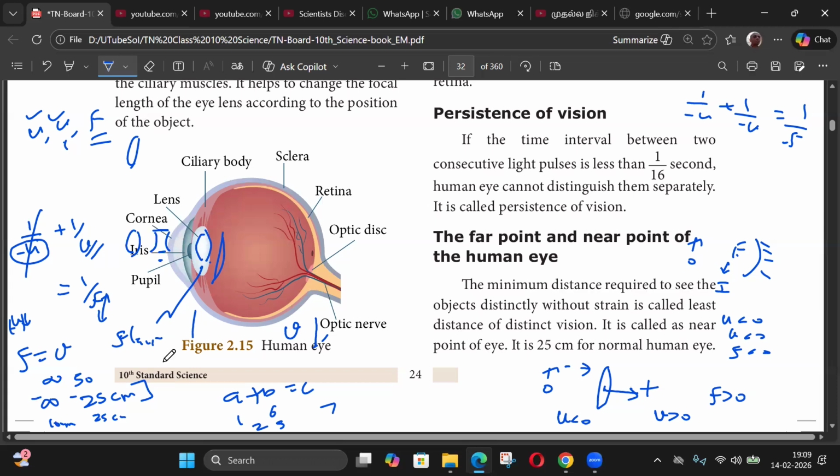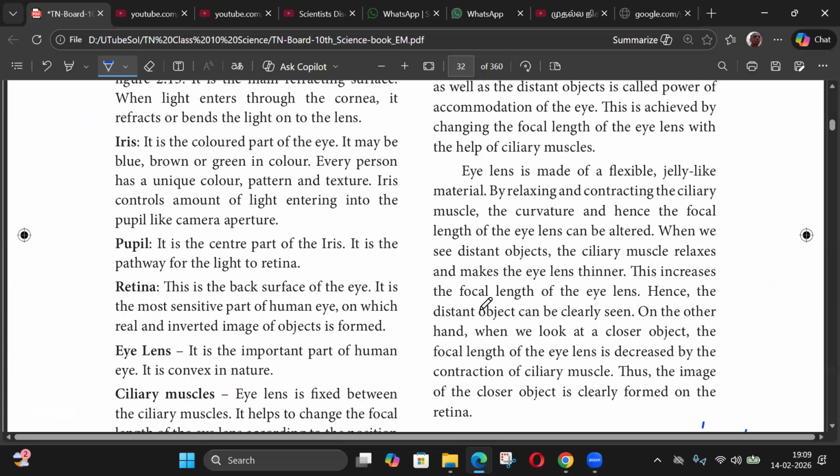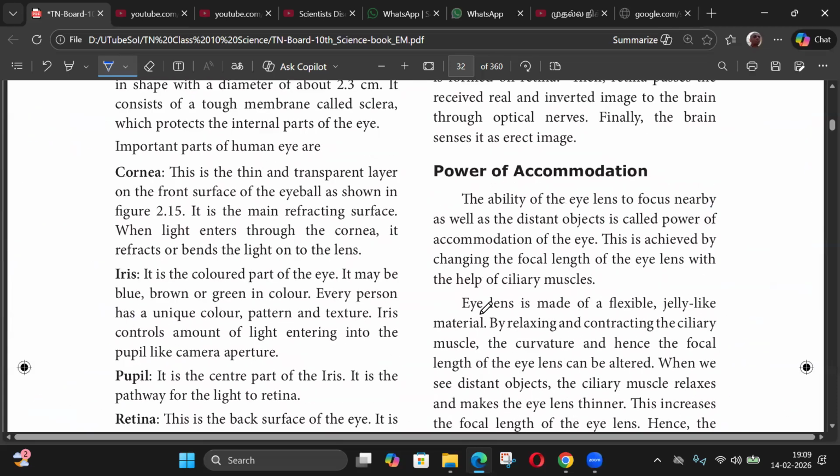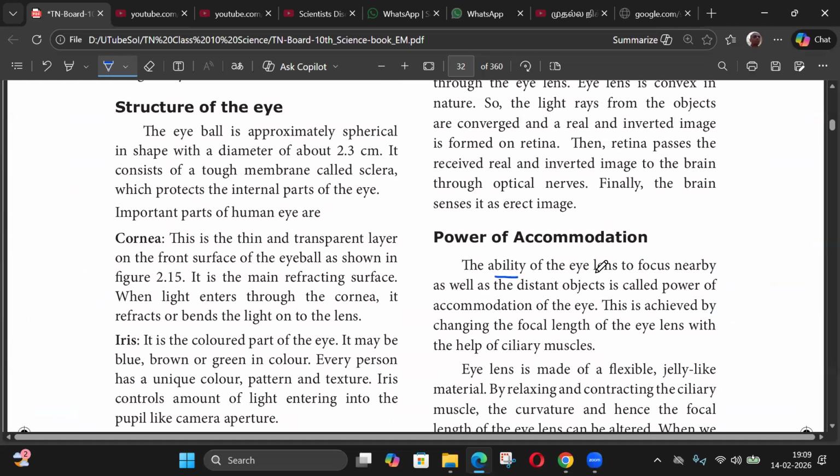So the defect of the eye is happening because this focal length is not able to adjust properly. That's called power of accommodation, the ability of the eye lens to focus, means to change the focal length. It is variable, but it should vary properly to that maximum range. But the people who have defect, that range will be reduced. So to compensate for that, we use specs.